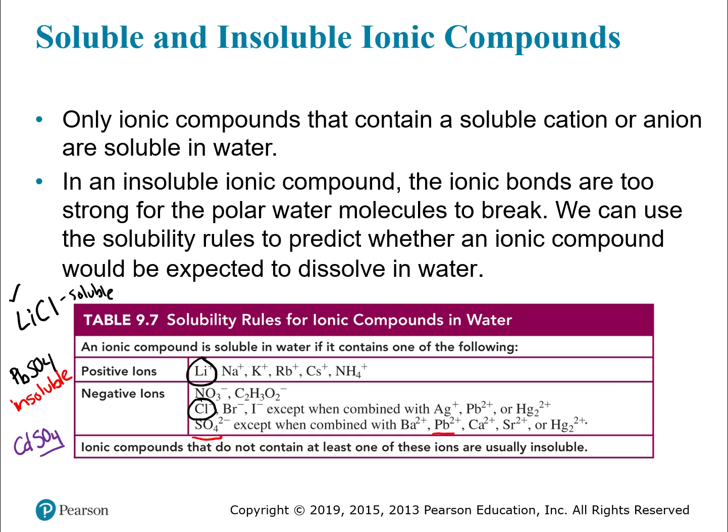Barium, lead 2, calcium, strontium, mercury 1. We don't see cadmium on there. And since sulfates are usually soluble, we're going to say that cadmium sulfate is likely soluble.